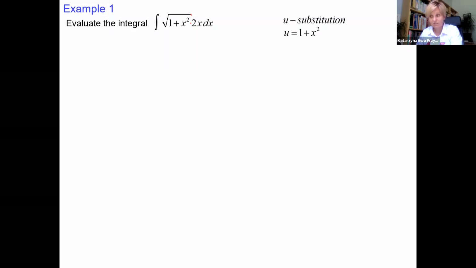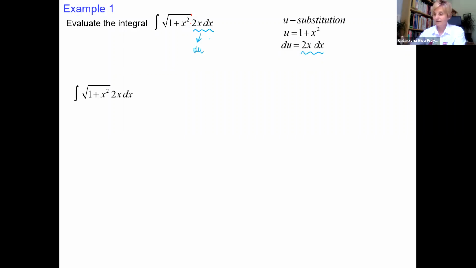Let's differentiate. Derivative of u is du. Derivative of 1 plus x squared is 2x dx. And we can nicely see 2x dx, perfect, that derivative is there. We can replace it with du, because we have to replace everything. So that's du, and this is square root of u, because the inner quantity was u.